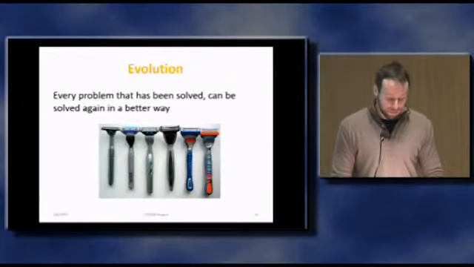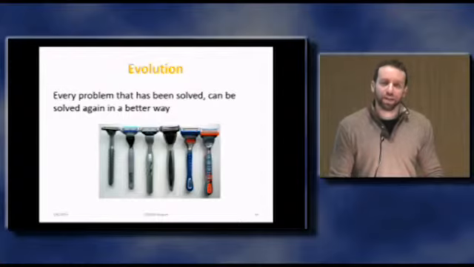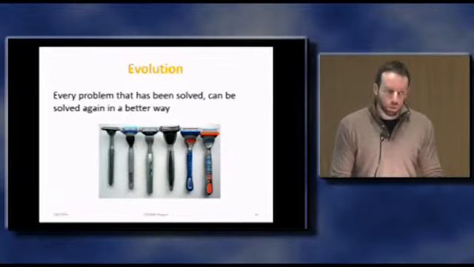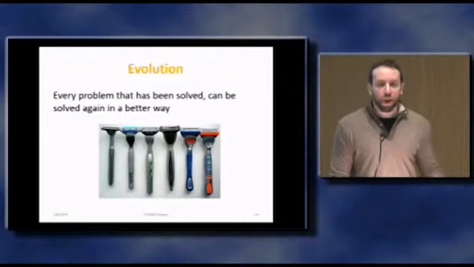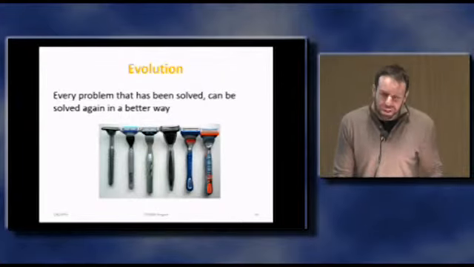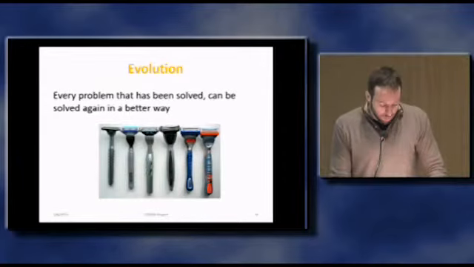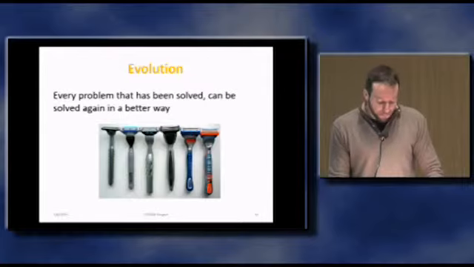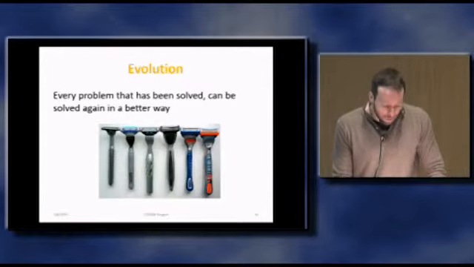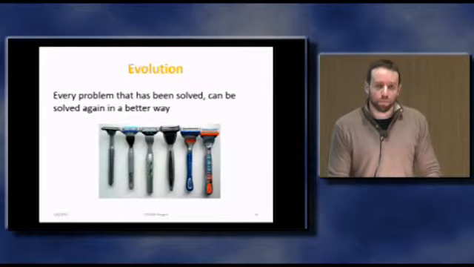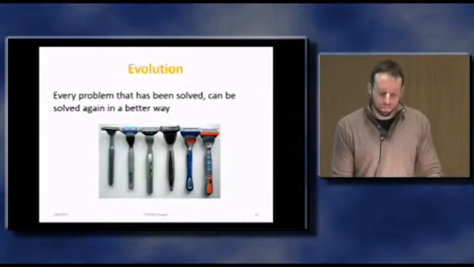The first technique is evolution. It comes down to this: every problem that has been solved can be solved again in a better way. So this is about evolving the current solution to a problem. This is the method of raised improvement. Think about Gillette razors, and how they have developed over the years from a 1-blade razor to a 5-blade razor, which solves shaving in a better way, in a better fashion. This is the way of evolution.